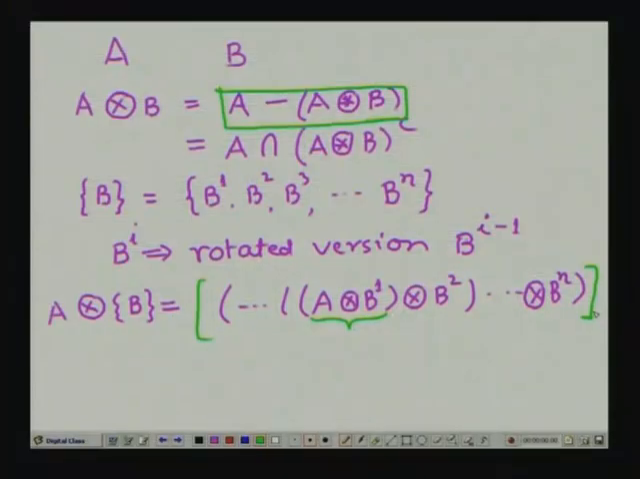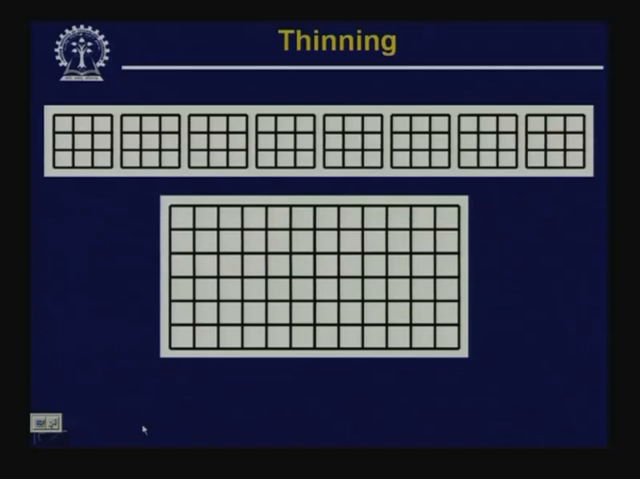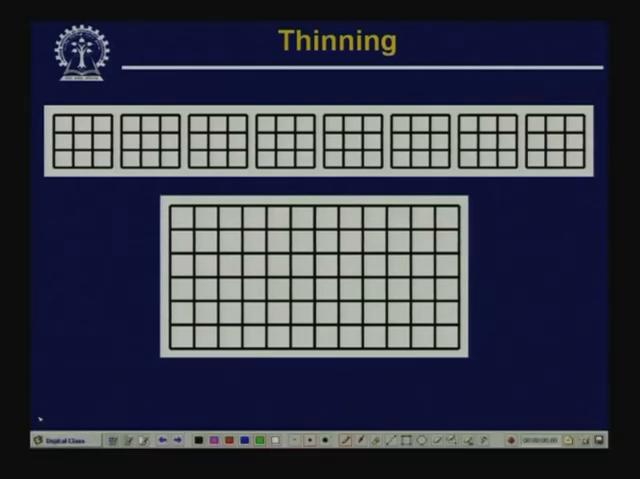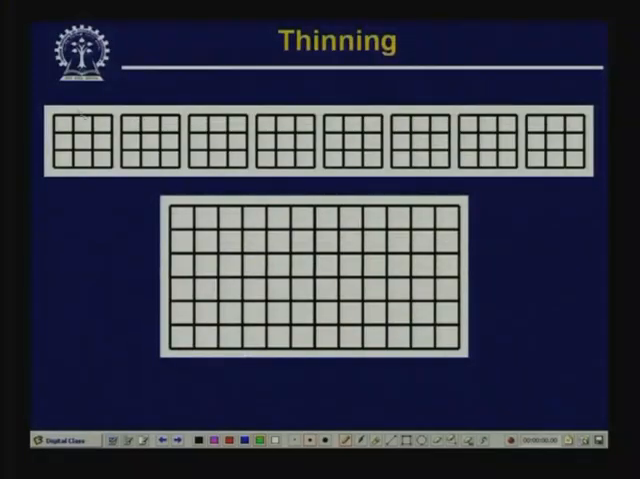Now, let us take a particular example. As we said, the structuring element in this case is a set of structuring elements. So, in this particular example, we take 8 structuring elements starting from B1. So, this is structuring element B1, structuring element B2, structuring element B3, structuring element B4, structuring element B5, B6, B7 and B8. So, we consider 8 different structuring elements.